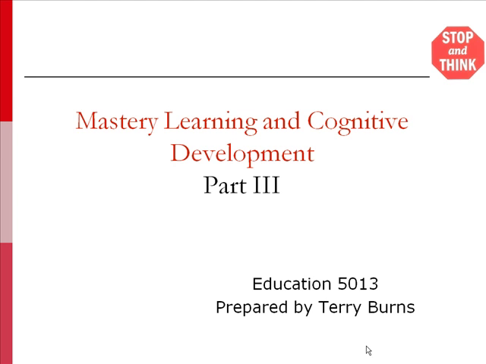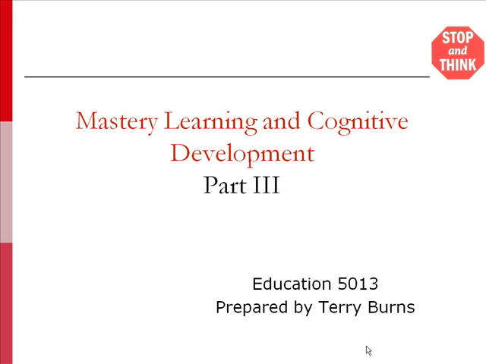I'm looking at a book called Every Child Can Succeed by William Glasser. And in part 2 we refreshed our memories with Vygotsky's theory of cognitive development, and we're going to see if that theory meshes with mastery learning, a la Glasser, and its application to the secondary classroom.